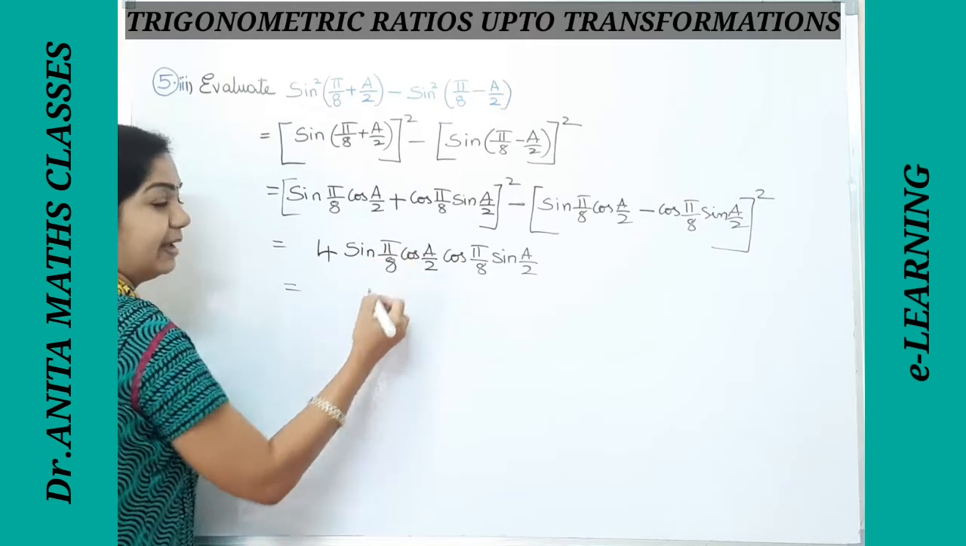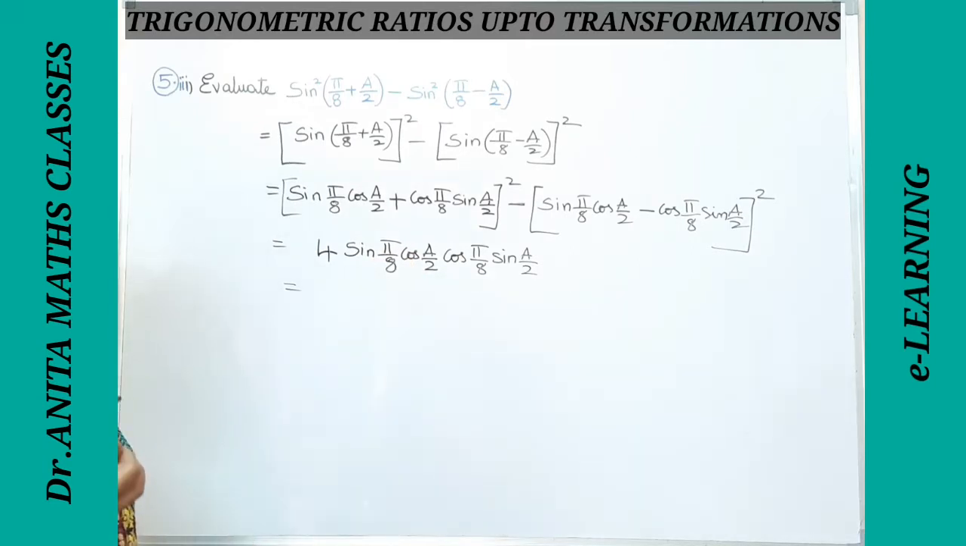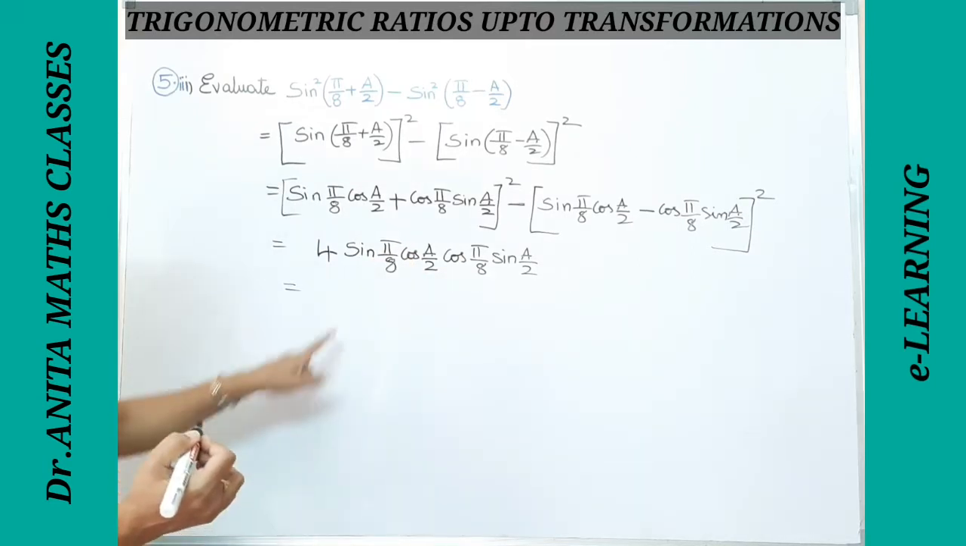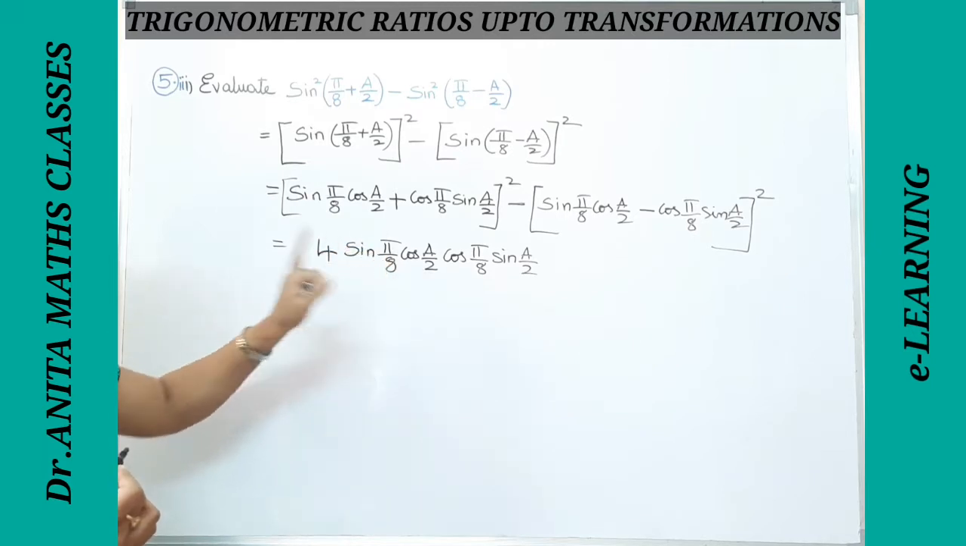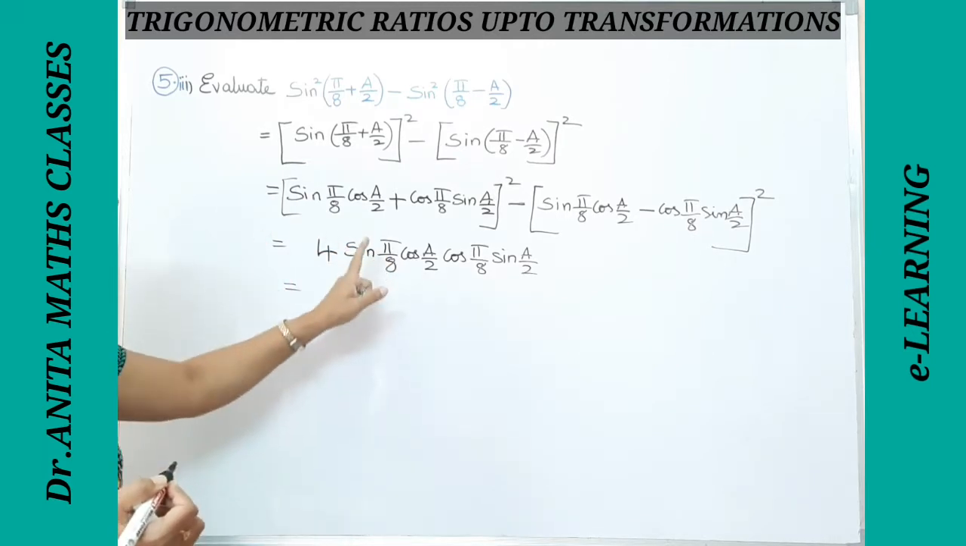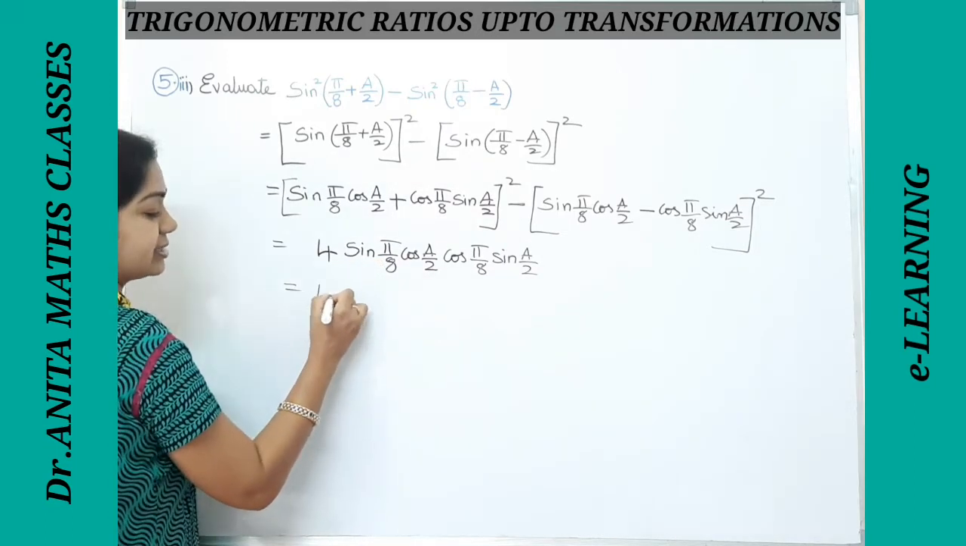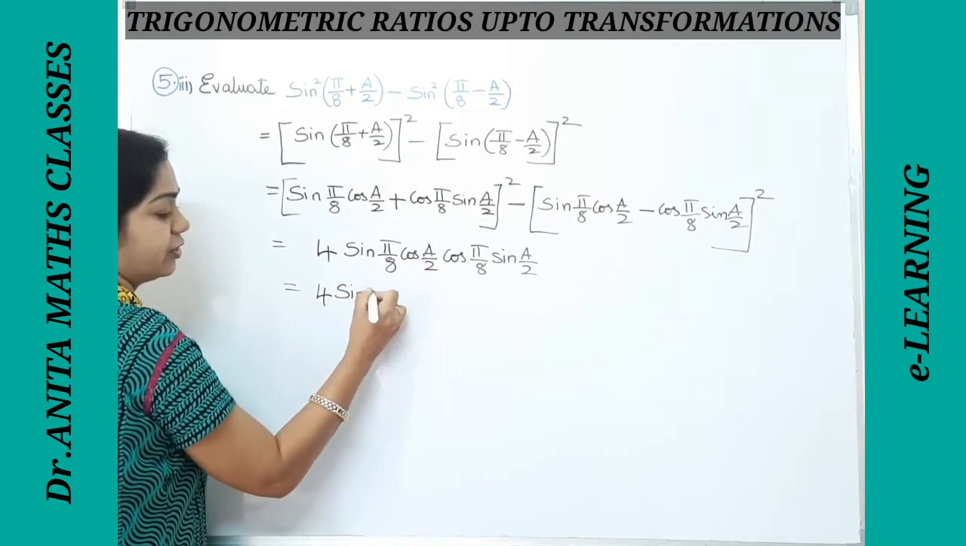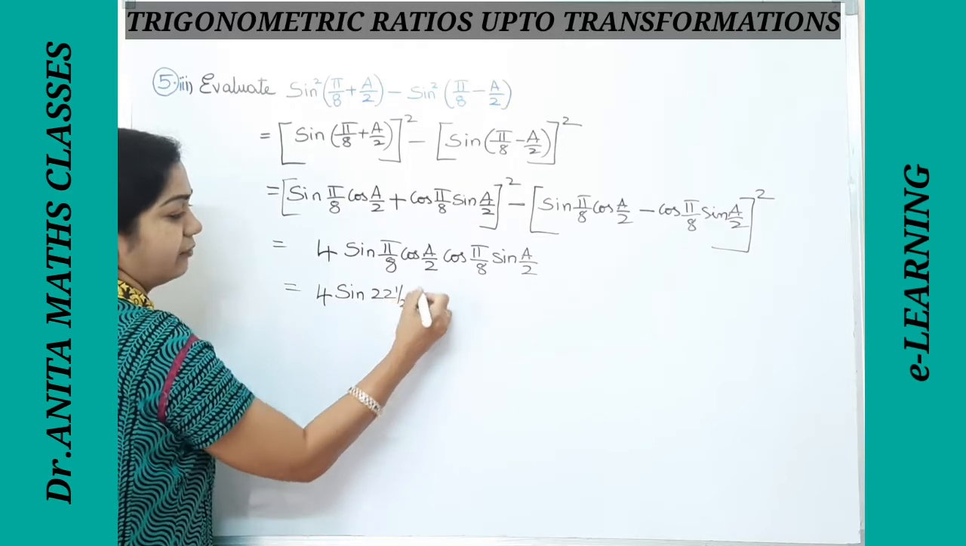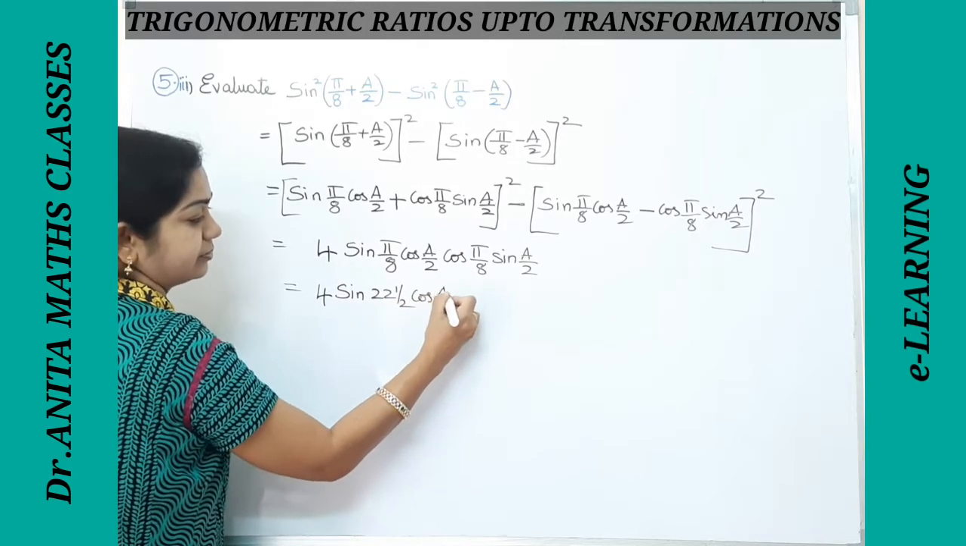Now, pi by 8 is equal to 180 by 8. You get it as sine of 22 and a half. Okay, so pi by 4 is 45. Again you have 2. So you get it as 4 sine of 22 and a half cos a by 2.